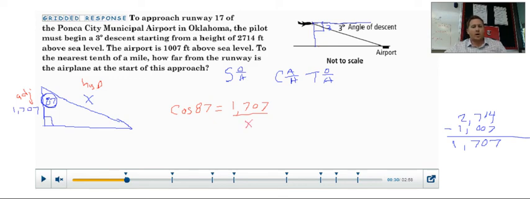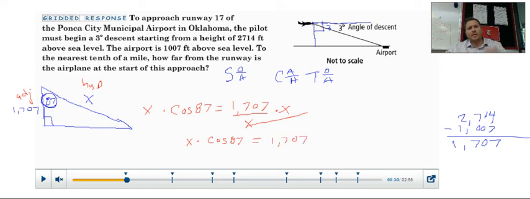Okay. So I want to get this x to be all by itself. So I want to get it out of the denominator. So I'm going to multiply both sides by x. That way, boom, it's out of the bottom. Well, what am I left with? I'm left with x times cosine 87 equals 1,707.